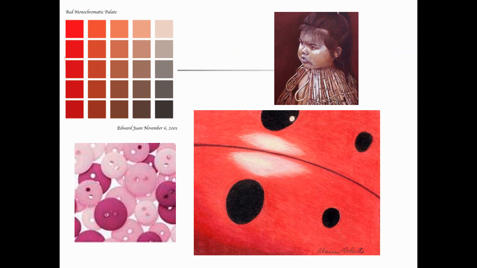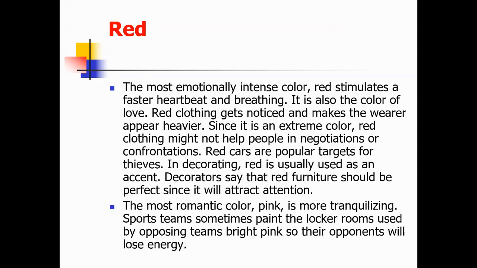Let's look at red now. Again, in the upper left-hand corner, we're going to have red at its most intense. Moving to the right, it becomes higher in value. Moving diagonally, it becomes lower in value. And moving down, it becomes less intense. Red is the most emotionally intense color. It stimulates a faster heartbeat, faster breathing.